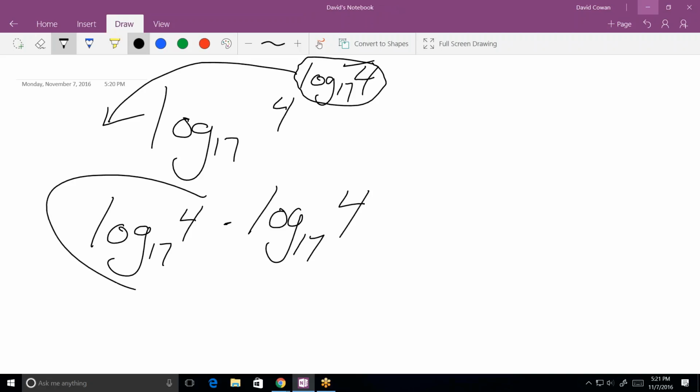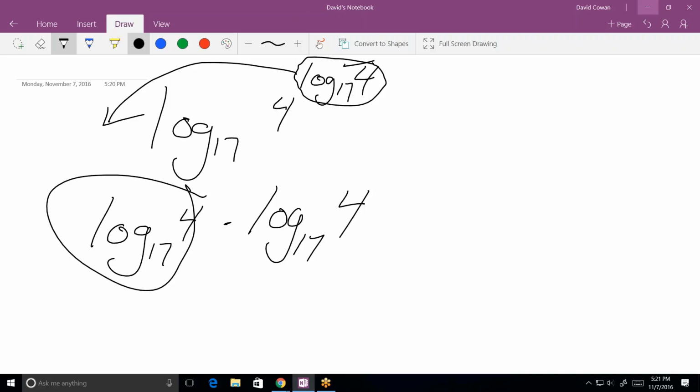That's a number. You have to use the change of base to get it out of your calculator. But if you got a newer calculator, they will let you use bases other than 10 and e.